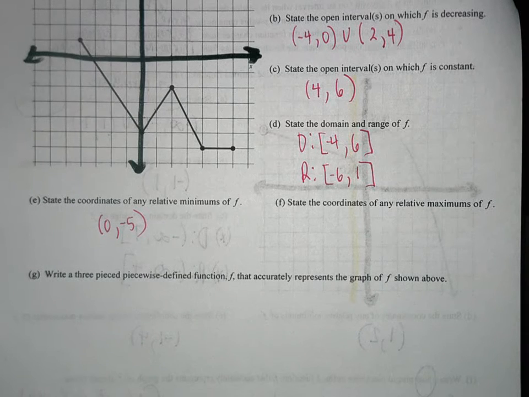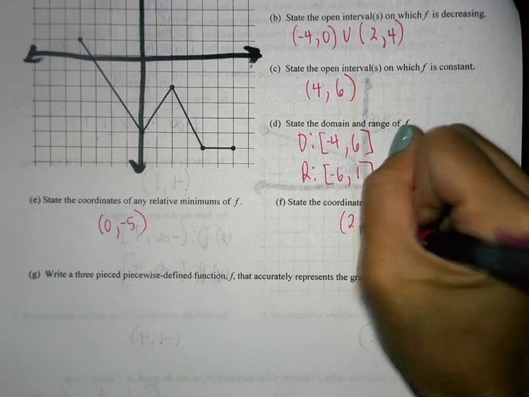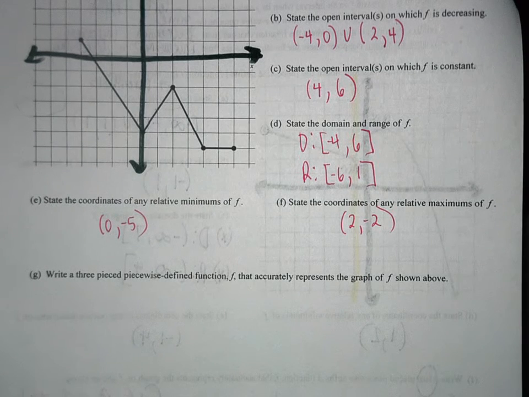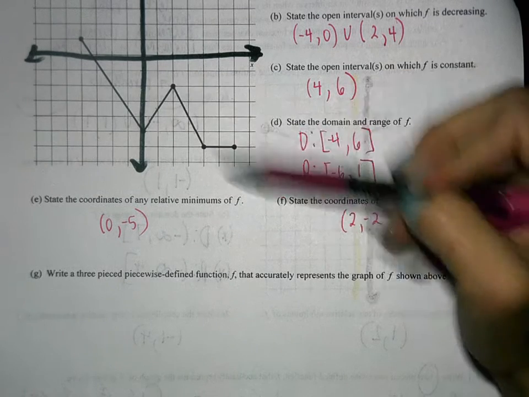Okay, are there any relative maximums? Yes, what's that value? Good, 2, negative 2 is correct. And here it's increasing, then changes to decreasing. That is a relative maximum.